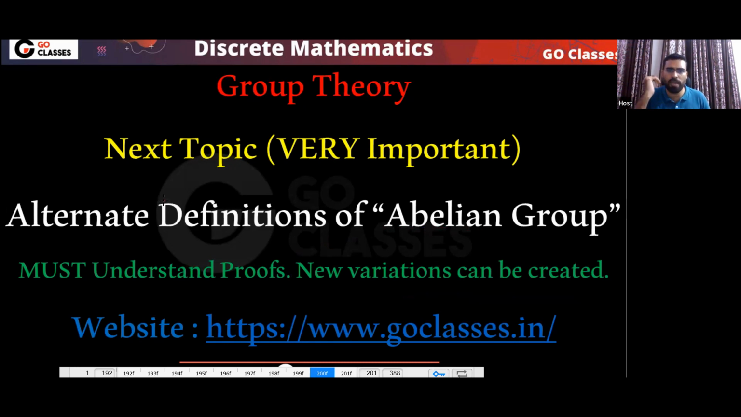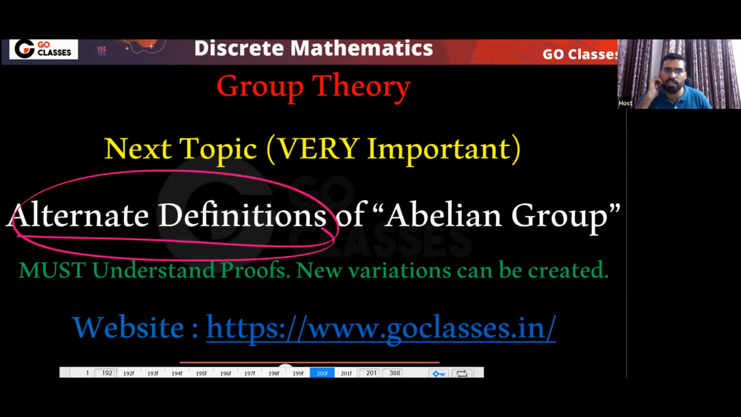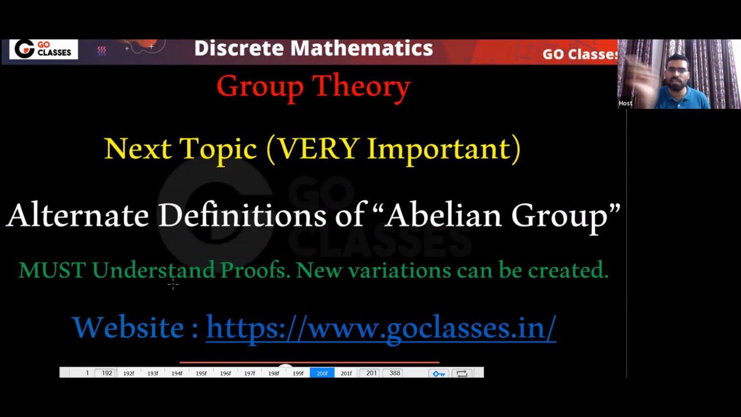So you can take your copy and pen. All of them you will do. These are alternative definitions of abelian group. Remember, these are if and only if statements. All the statements that we will see from now onwards are alternative definitions of abelian group.